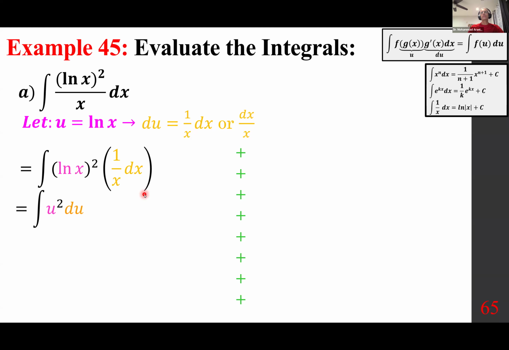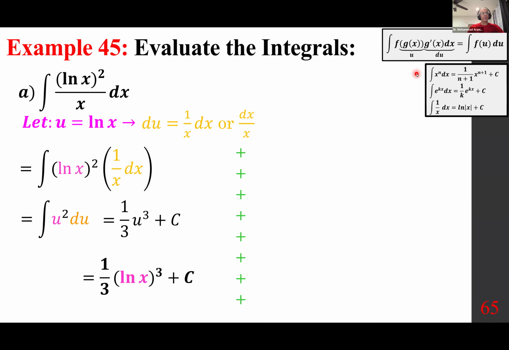And now we can use the power rule, 1 over 3 u cubed plus C. And replace the u with ln x, and you're done. It's important to recognize this as ln x times itself 3 times rather than ln of x cubed, which is a different story.